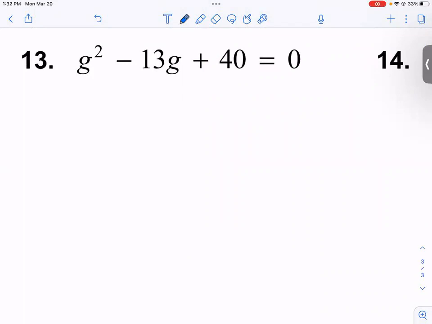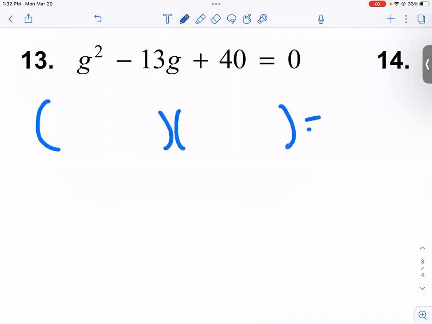Okay. If we have a trinomial that's equal to 0, well, we know this cool little thing called the zero product property, that if I have 2 things multiplied to 0, we know they have to be 0. Okay. So first of all, let's factor this guy right here.